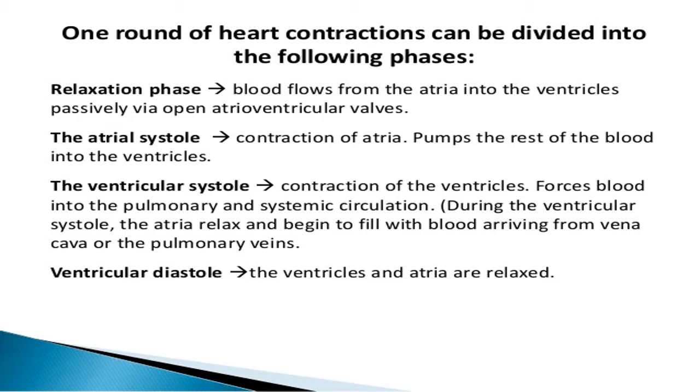One round of heart contractions can be divided into the following phases, that is first the relaxation phase. Here the blood flows from atria into the ventricles passively via open atrioventricular valves. Then in atrial systole, contraction of atria will occur and pumps the rest of the blood into ventricles. And in ventricular systole, contraction of ventricles forces blood into pulmonary and systemic circulation. So here during the ventricular systole, the atria will relax and begin to fill with blood arriving from vena cava or the pulmonary veins. And in ventricular diastole, the ventricles and atria are relaxed.